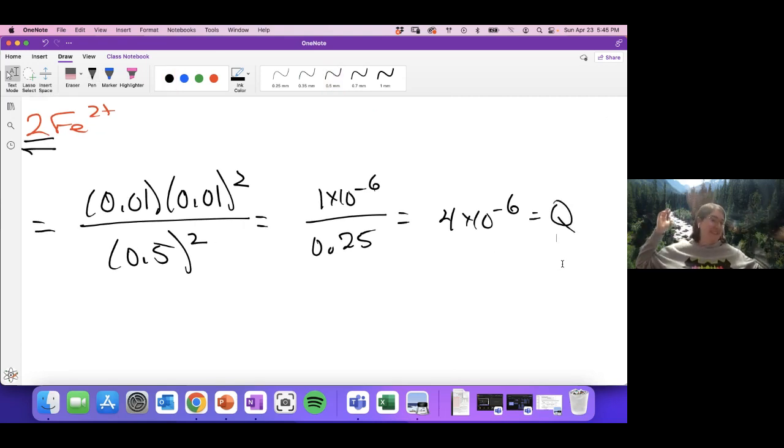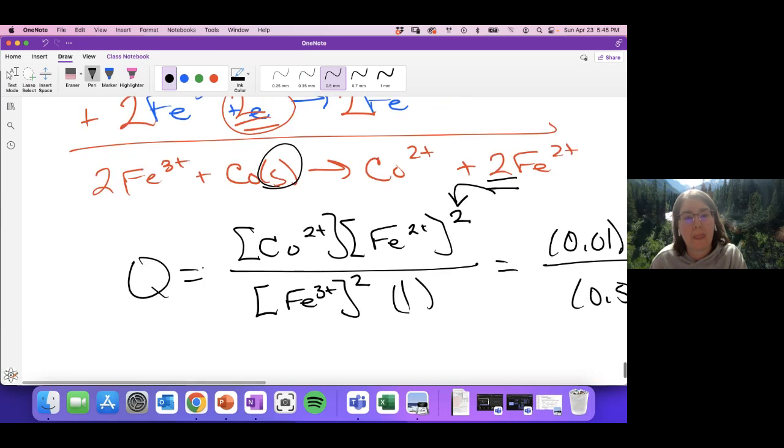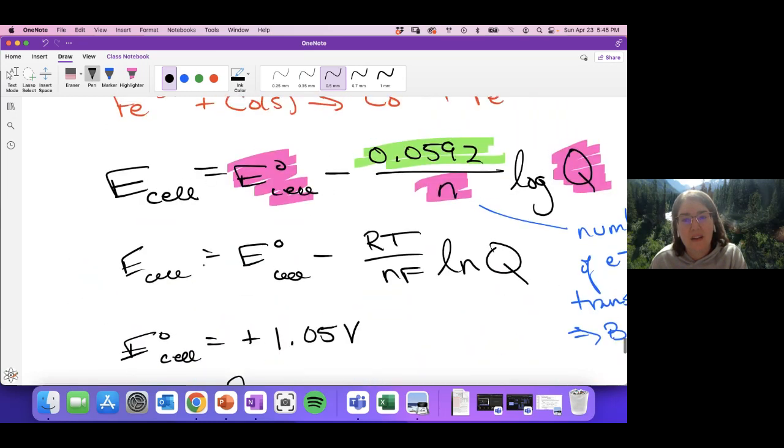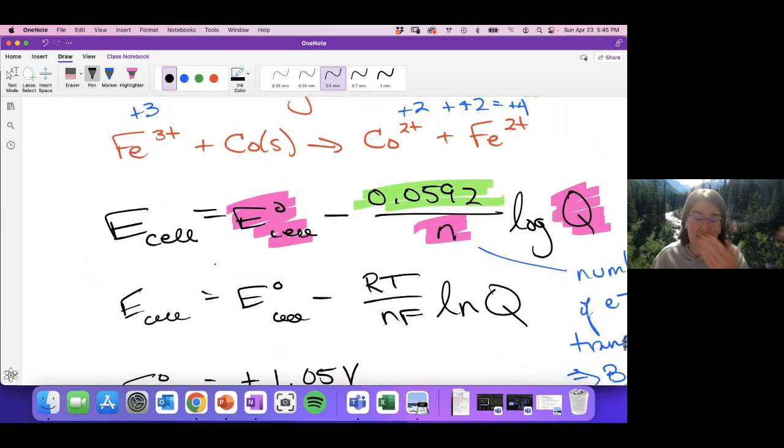We found all the numbers. I know you're excited. We found all the numbers. Now all we have to do is plug them in. So where did it go? This thing that I've scribbled all over.